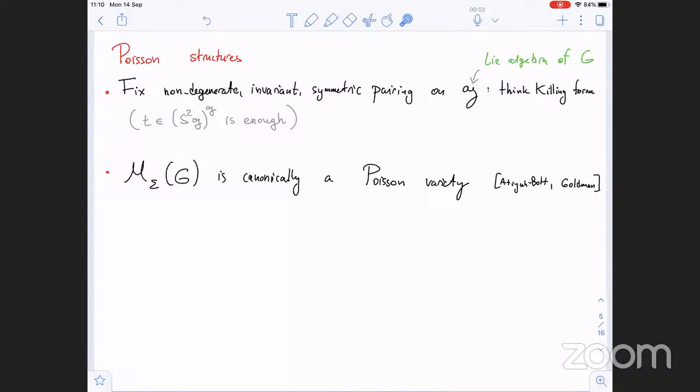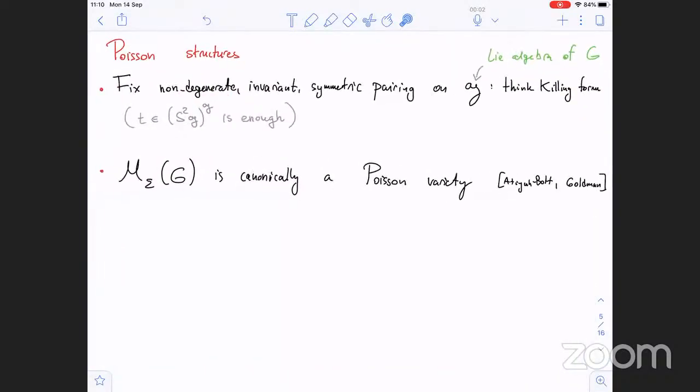And there is a slight generalization one can do. It's not necessary to have a non-degenerate invariant pairing, because what one uses in the construction is actually the inverse of this pairing. So it's enough to take just an element of the second symmetric power of G, but invariant. If this thing is non-degenerate, you can just invert it and get the pairing, but you can also take a non-invertible element here. For example, 0, and then the Poisson structure is 0. That's a very stupid example.